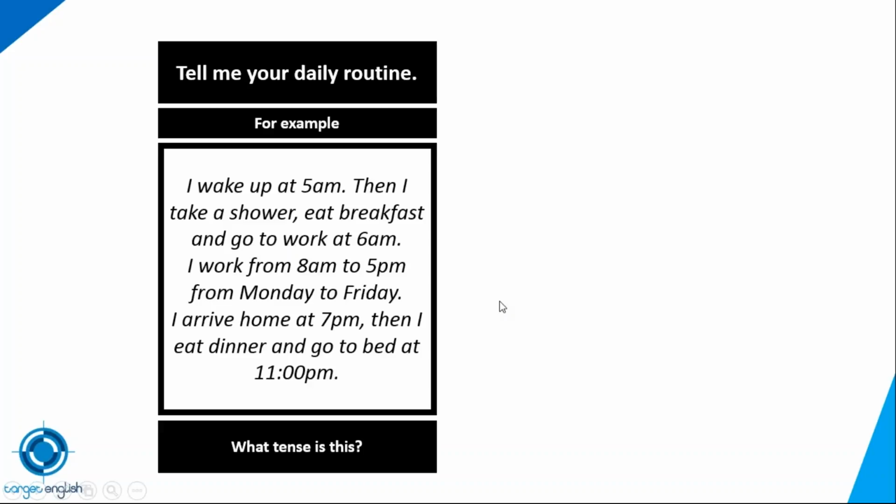So all this is in which tense? This is in simple present. So remember, the simple present is for daily routines, for something that you do every day, every week, every morning, I don't know. But these are routines.